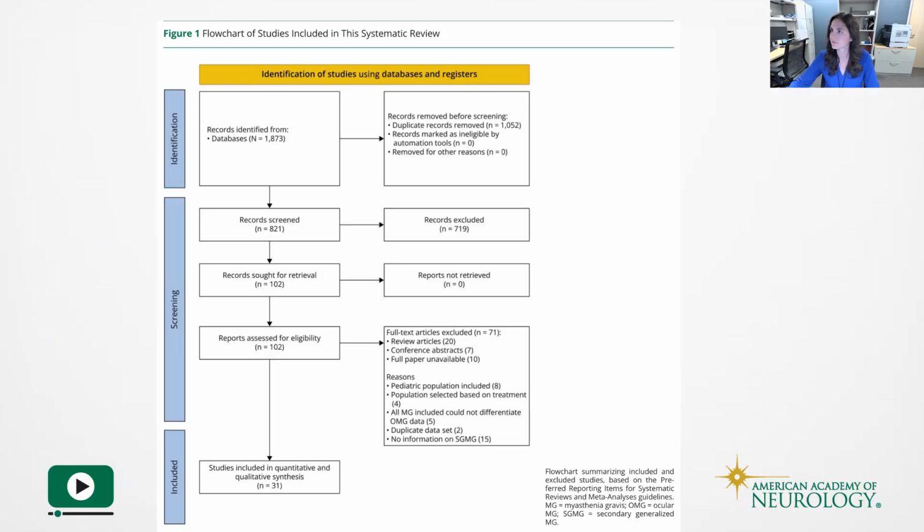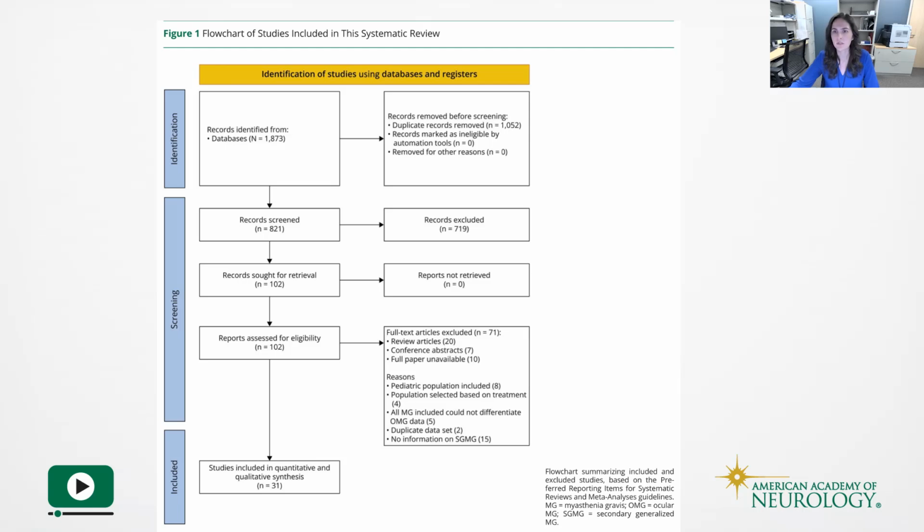Great. Thanks, Alan. As Alan said, this is a systematic review, and the main purpose of this study was to determine the proportion and clinical characteristics of patients with ocular myasthenia gravis that then convert later to have secondary generalized myasthenia gravis. To get into a little bit of how they did this, I'll take us to our first slide.